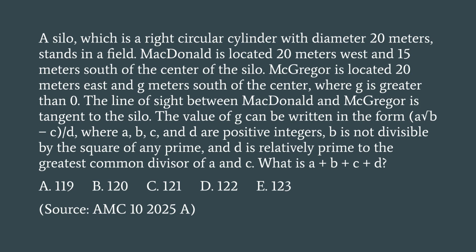The value of g can be written in the form (a root b minus c) all over d, where a, b, c, and d are positive integers, b is not divisible by the square of any prime, and d is relatively prime to the greatest common divisor of a and c. What is a plus b plus c plus d?